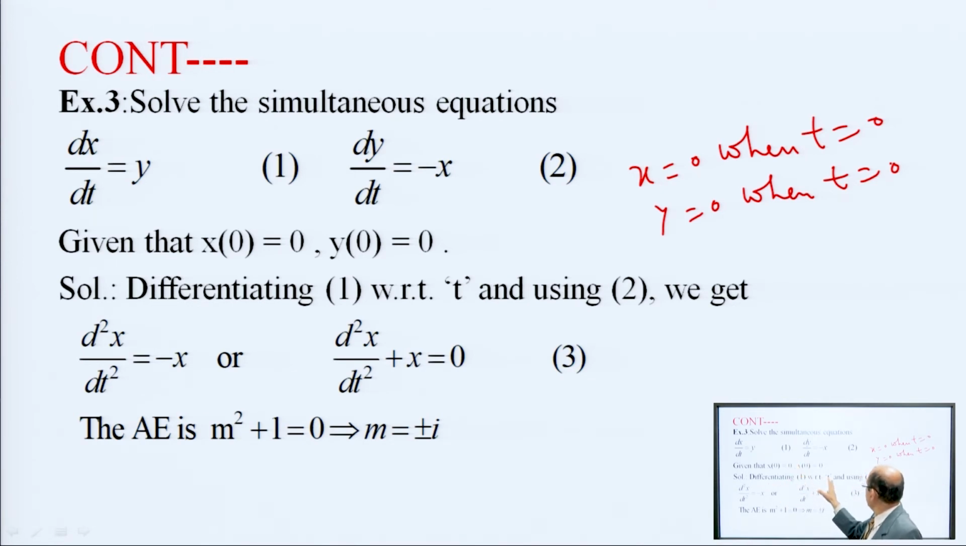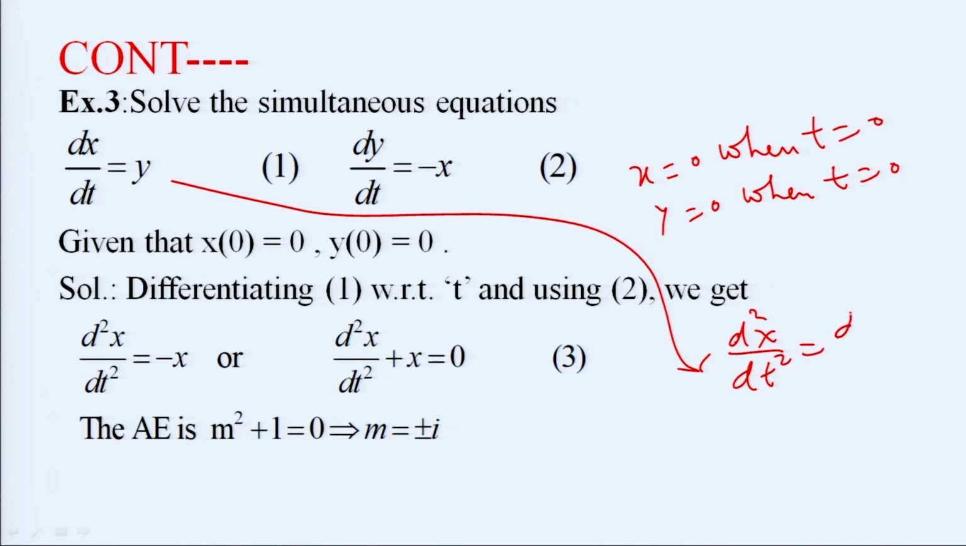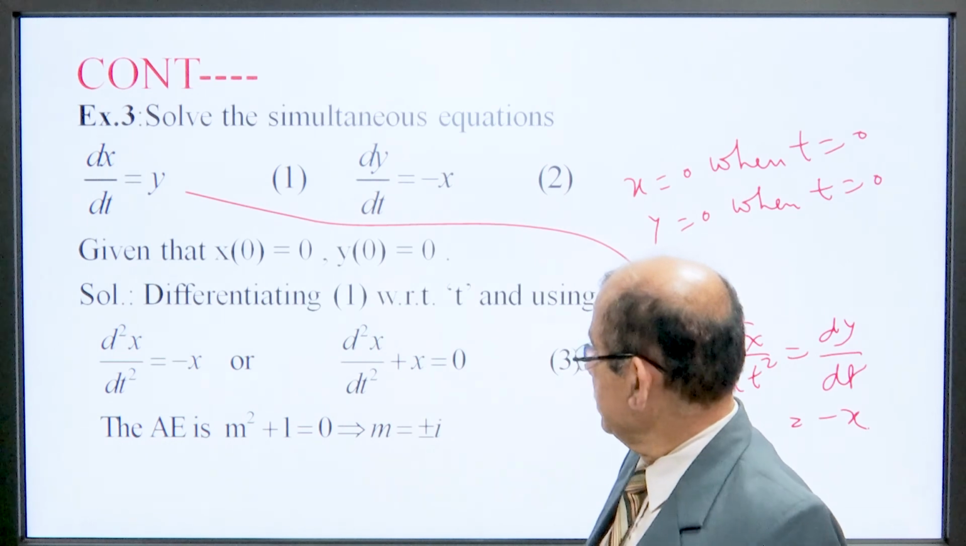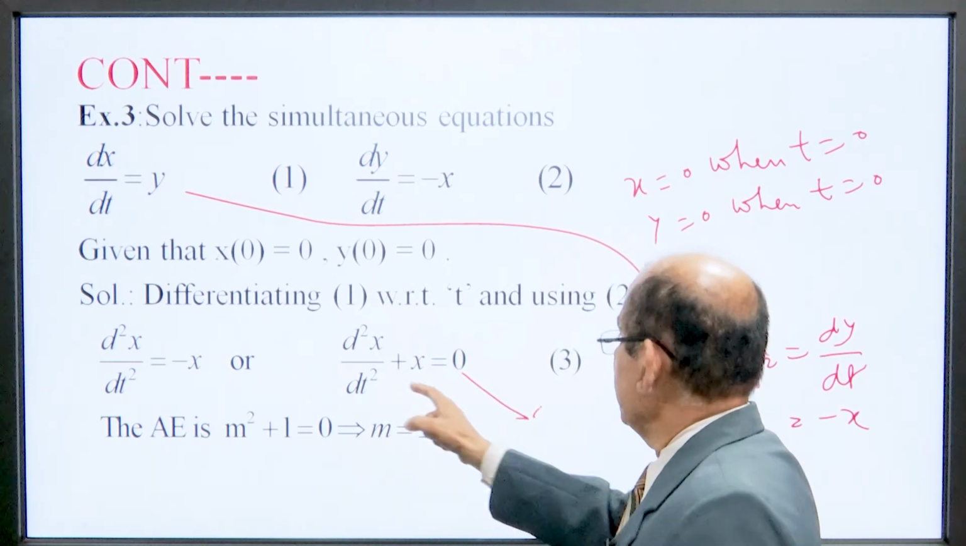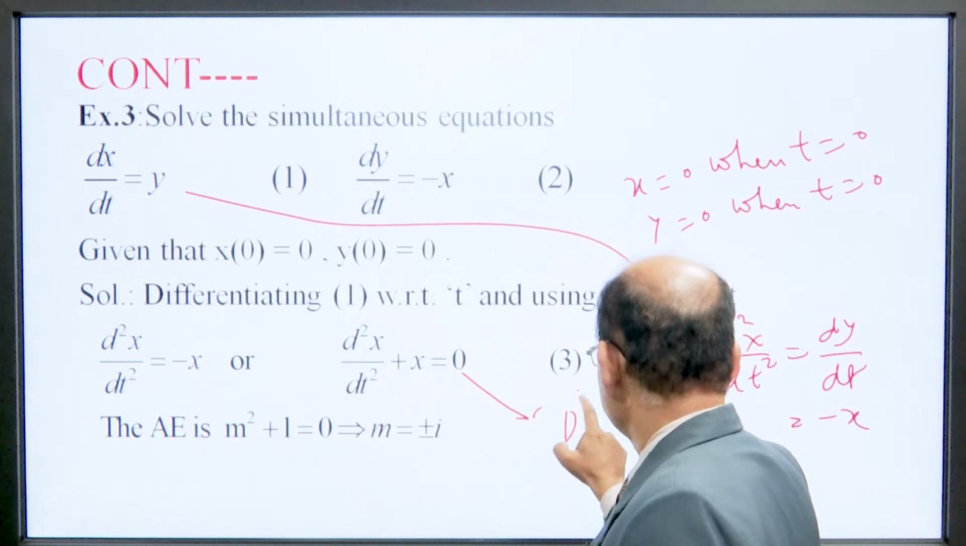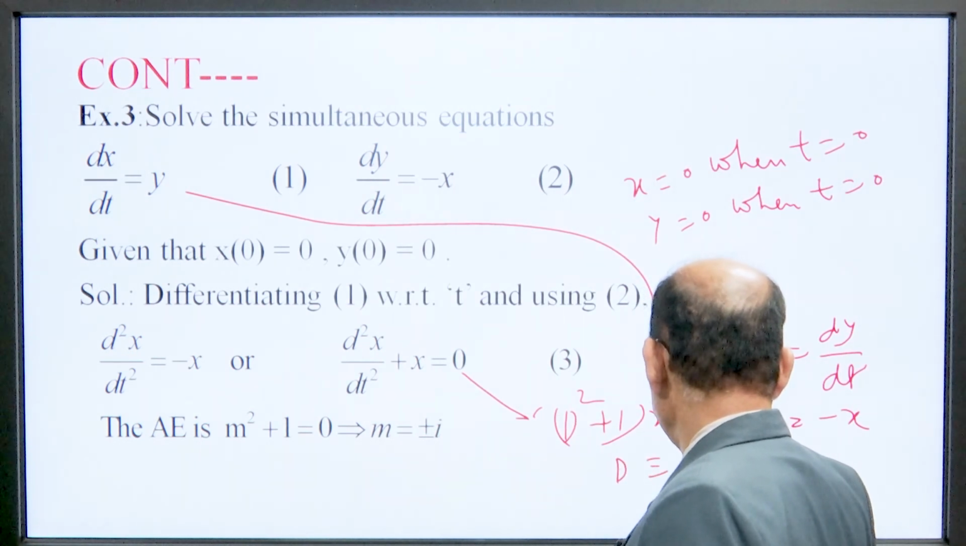Differentiating equation 1 with respect to t using 2, we get d 2 x by d t square is equal to d y by d t, and where d y by d t is equal to minus x using 2, we get d 2 x by d t square is equal to minus x, or d 2 x by d t square plus x is equal to 0. Writing 3 in operator form, D square plus 1 times x is equal to 0, where D stands for d by d t.